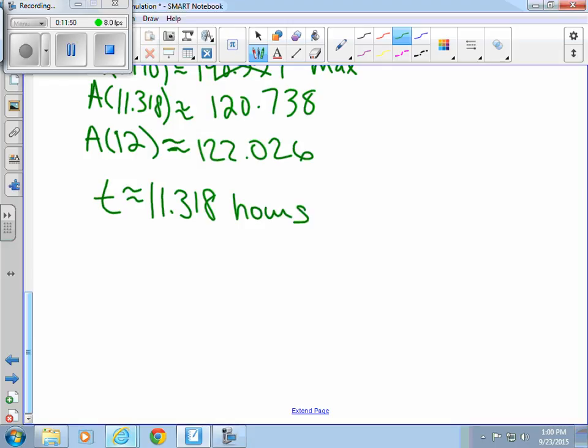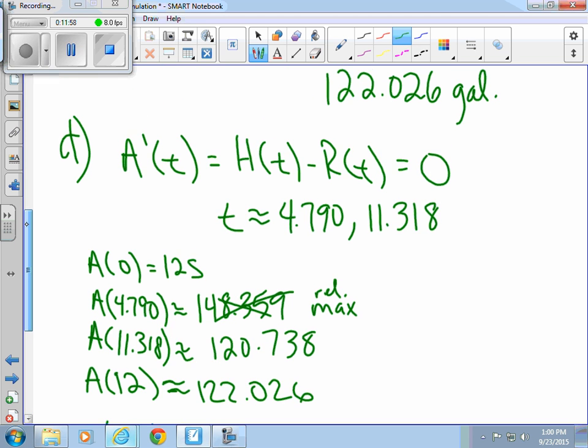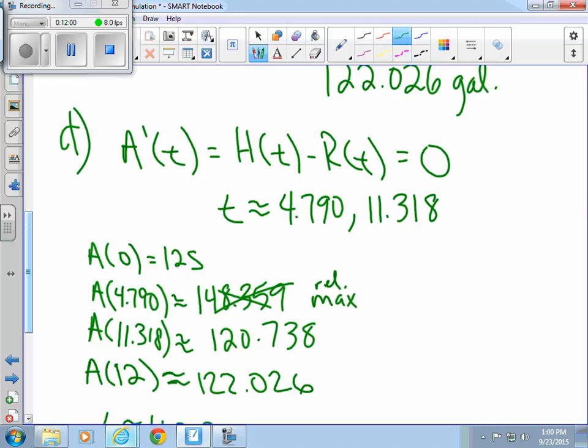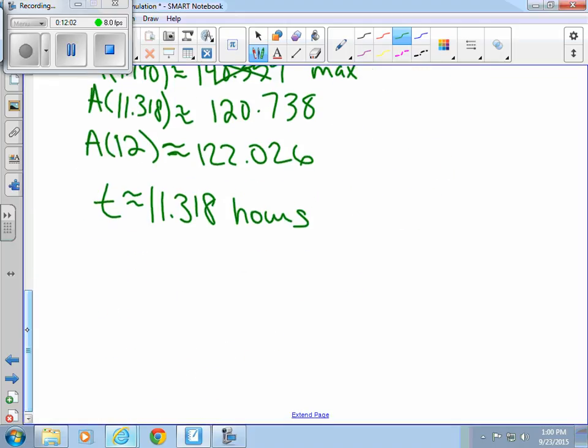Our reasoning is that we used a candidates test. We checked the places which we've shown work up there. So you can just say, use a candidates test to find the absolute minimum occurred at 11.318 hours. Any questions about that one? So this helped with some of the homework problems. Very similar problem types, aren't they?